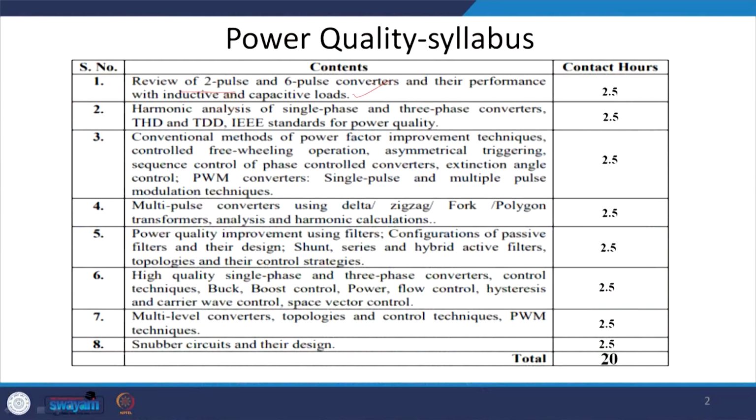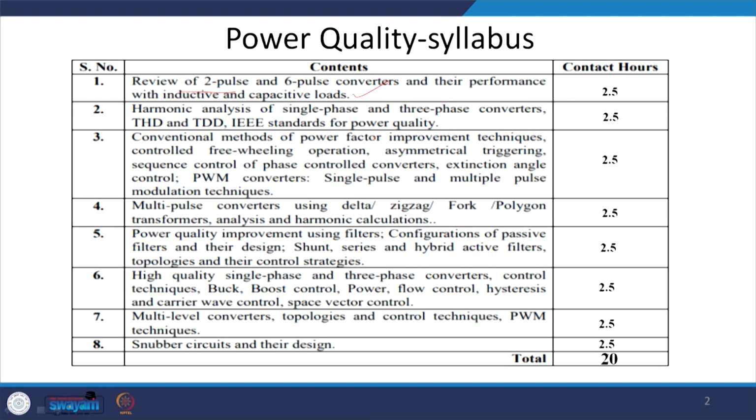Apart from the introduction class, first we will review the 2-pulse and the 6-pulse converter and their performance with inductive and capacitor loading. Thereafter, harmonic analysis of single phase and 3 phase converters, THD, TDD and the IEEE standard for power quality.